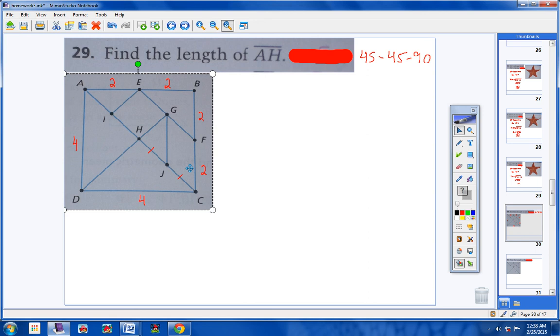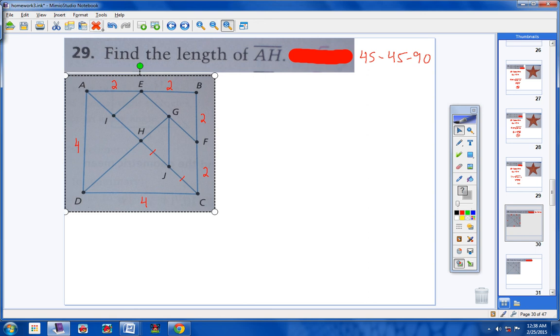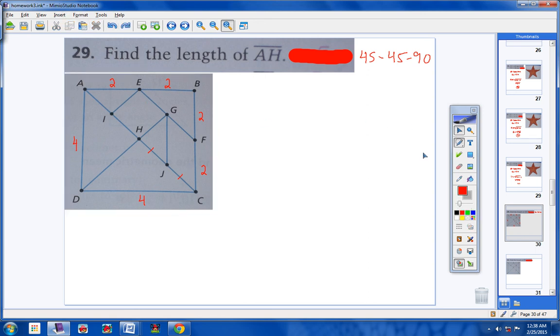Let's find the length of AH. So here's AH right here. Now, let's see, how can I do this? Okay, I've got it. Look right here, guys. I have a triangle. This is my right angle right here, and this length here is 4.